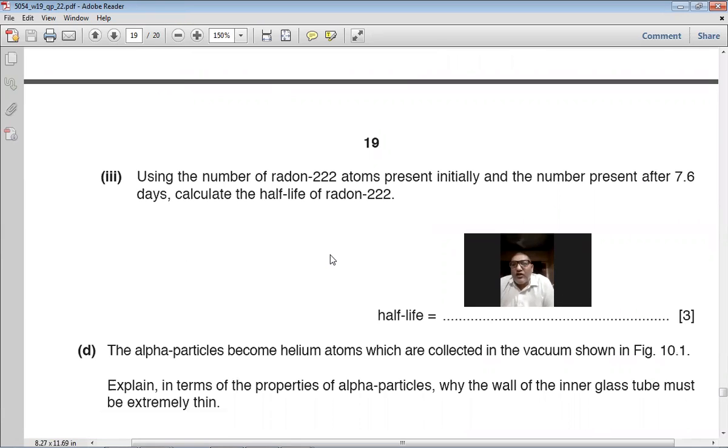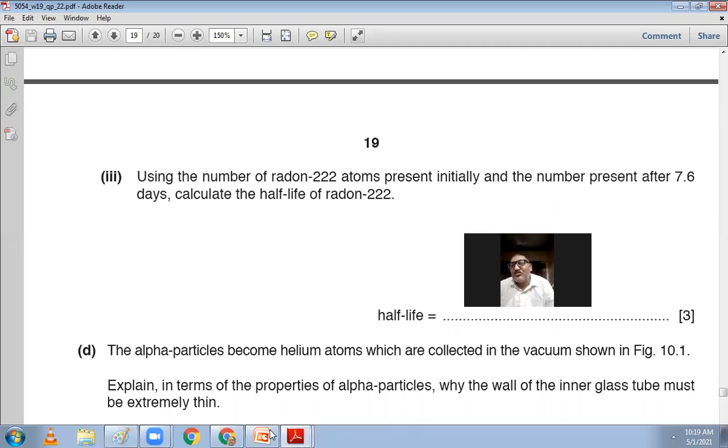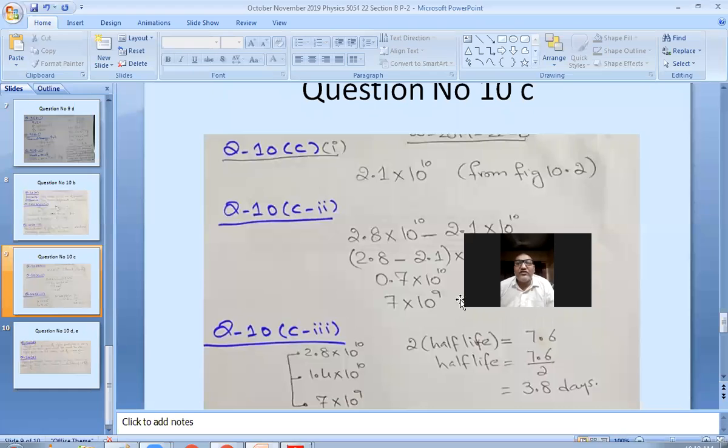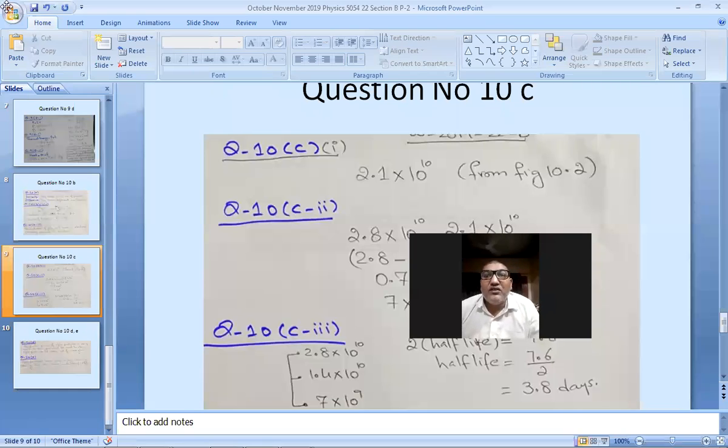Using the number of radon-222 atoms present initially and the number present after 7.6 days, calculate the half-life of radon-222. Okay, it's a 3-mark question. You can see I've done this. Let me show you and I will try to explain that also to you. Okay, so here we go.